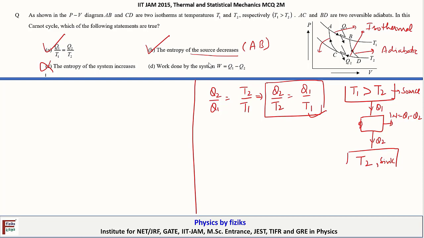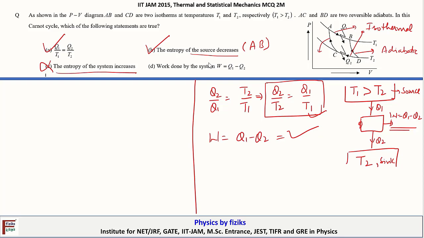Work done by the system, that is W is equal to Q1 minus Q2. Yes, that's true. That's what I wrote here. So W is equal to Q1 minus Q2, and that is true. Okay, now let's check the entropy of the system. System means we are talking about the entire cycle.